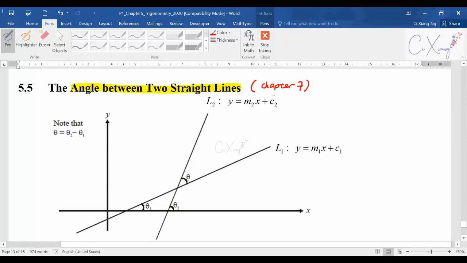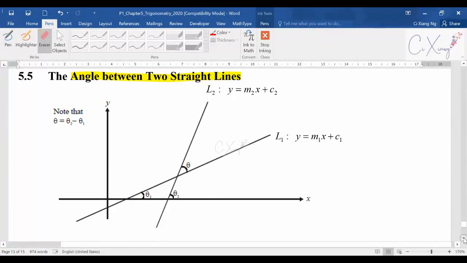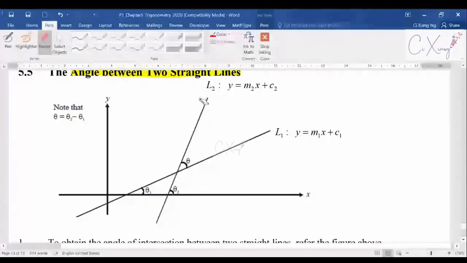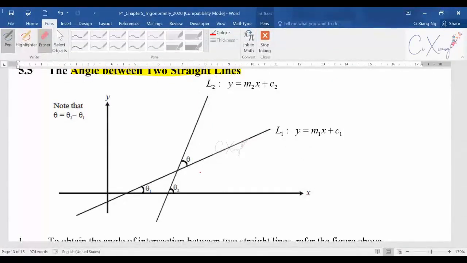When we learn differentiation later, they also link this part with chapter 7, so you'll see these notes again then. But for now, I'll explain it first. Let's say I have two straight lines, line number 1 and line number 2. The angle between the two straight lines is generally this one.